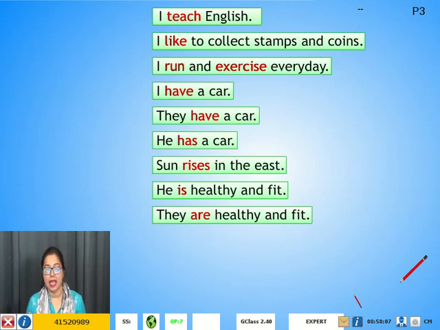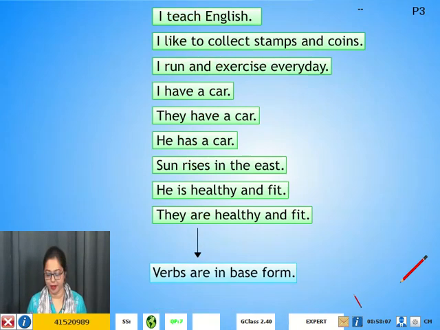So he is healthy and fit. Is is another be verb which we are using here in this sentence. They are healthy and fit. So this is another be verb that we are using in the sentences. I hope these sentences are clear to you all. Very good. So now we'll go to the next screen.